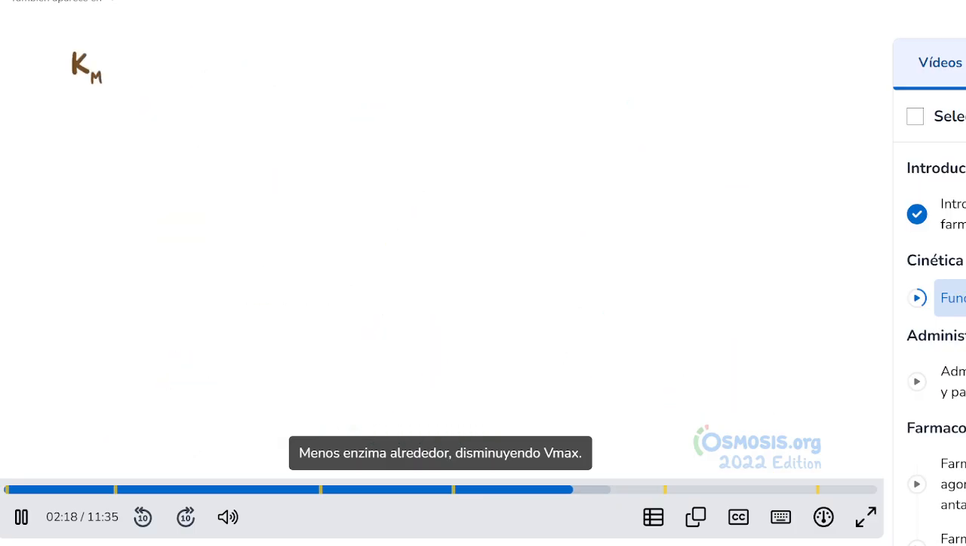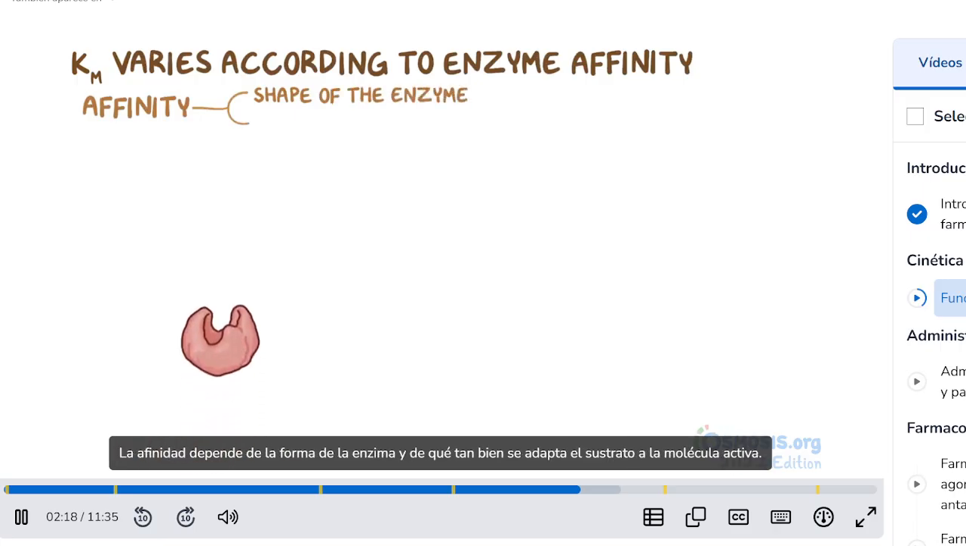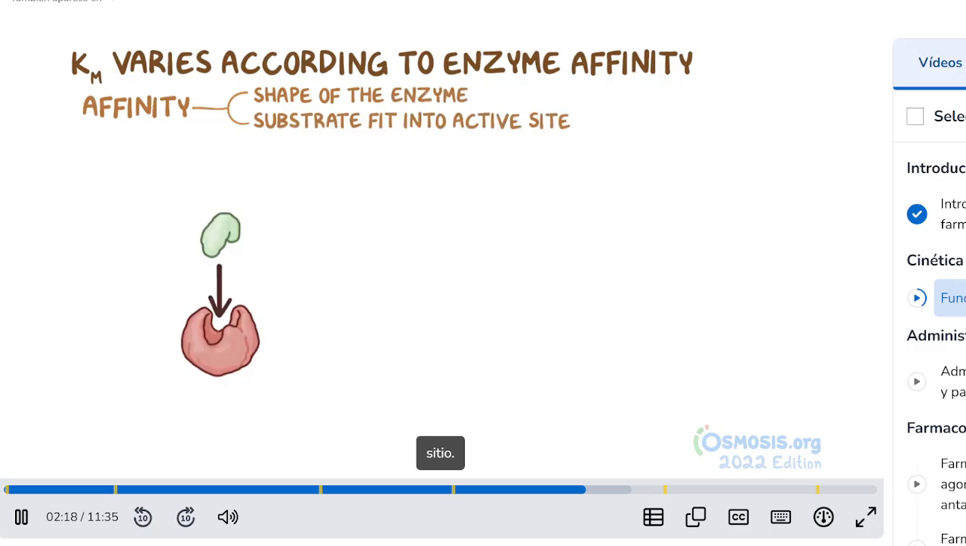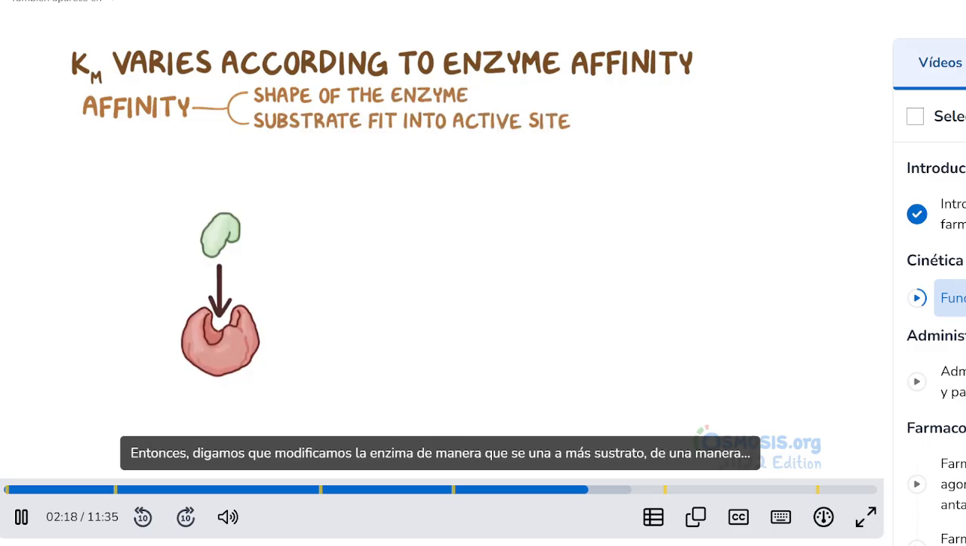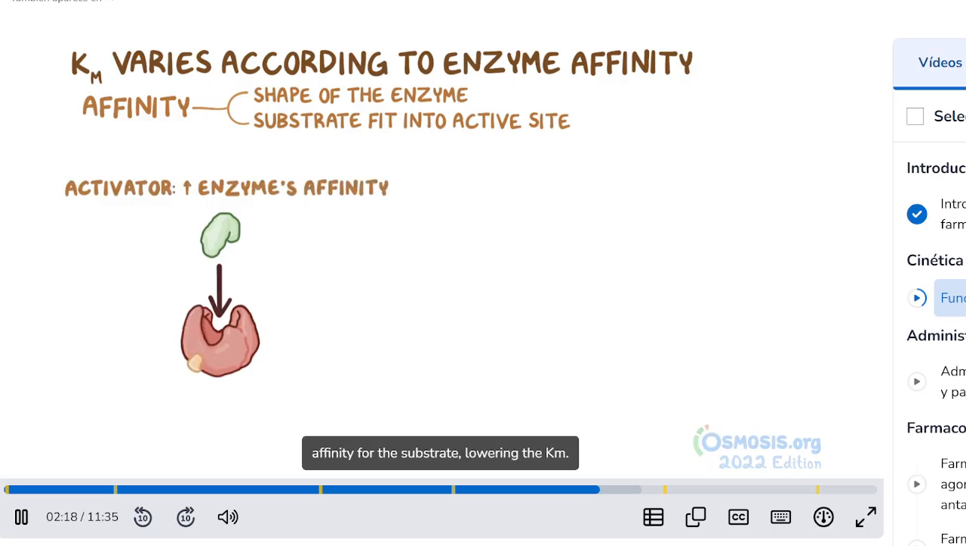Now let's look at Km, which varies according to enzyme affinity. Affinity depends on the shape of the enzyme and how well the substrate fits into the active site. So let's say that we alter the enzyme in a way that makes it bind more substrate. One way to do this is when a molecule called an activator binds to the enzyme and increases the enzyme's affinity for the substrate, lowering the Km.